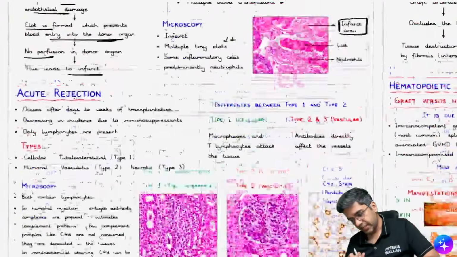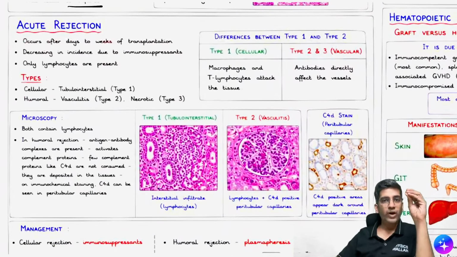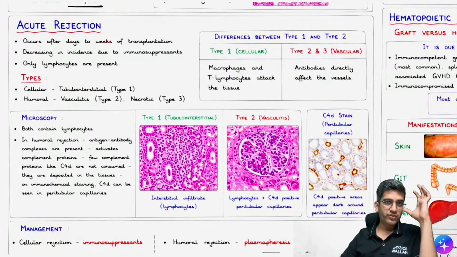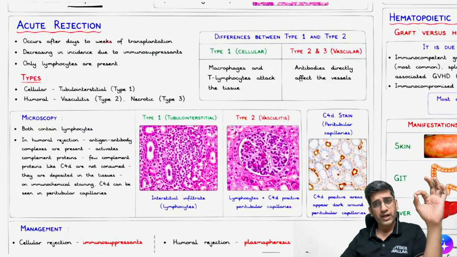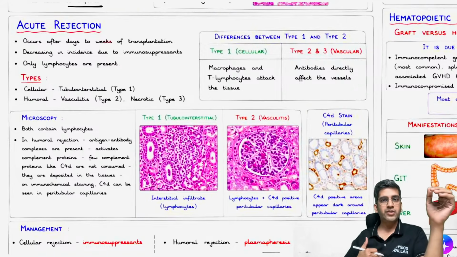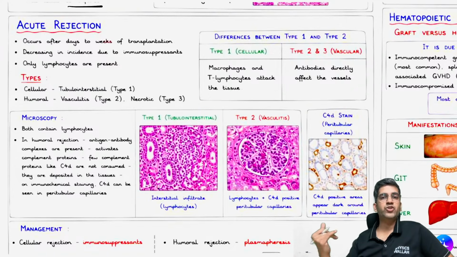Right? Second is acute. One important thing here, if you have not read anything and you do not want to make a blunder, write this in bold letters. Throughout pathology, acute means neutrophils. With respect to graft rejection, acute means lymphocytes. There will be no neutrophils here at all, because it's a destruction of a cell. A cell can be destroyed only by lymphocytes.